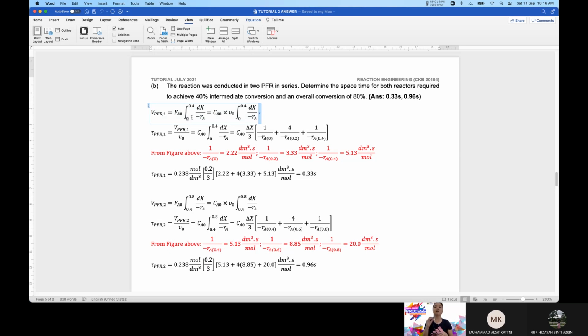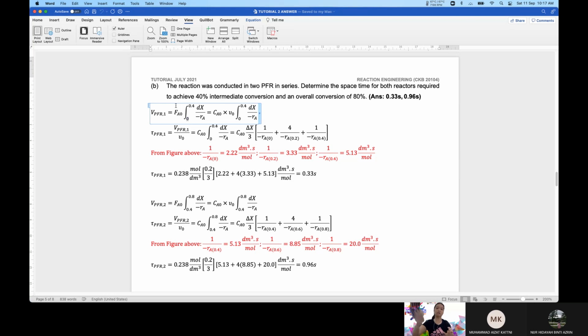Okay, tapi sekarang kamu ingat, saya nak cari space-time. Saya tahu space-time saya tu mesti volume kepada initial volumetric flow rate. Tapi bila kita tengok design equation ni, volume tu dah ada. Okay, kita dah fulfill half part of space-time tu sebab kita dah ada volume. Kita tak ada initial volumetric flow rate. Betul tak? Sebab volume sama dengan FA0 integration dx per minus RA. Tak ada initial volumetric flow rate. Tapi kita tahu nak cari space-time kena ada initial volumetric flow rate. So what do we do?